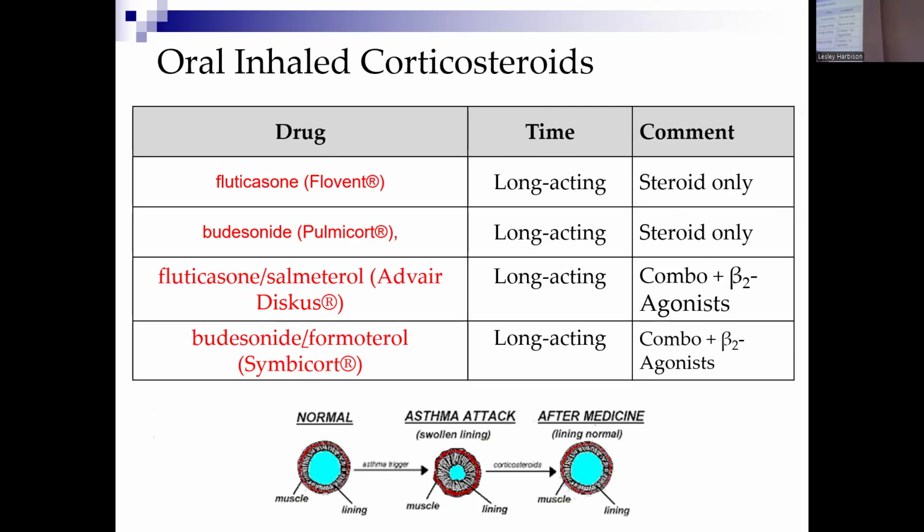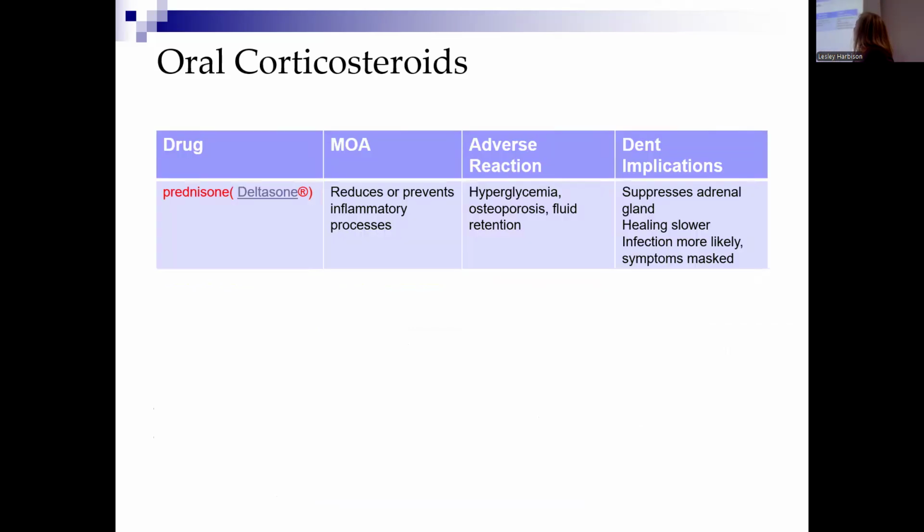So here's our beta agonists. These are our corticosteroids. So they're combination medications. There's probably a question on them on the exam about that. Okay. And so then we have a pill.